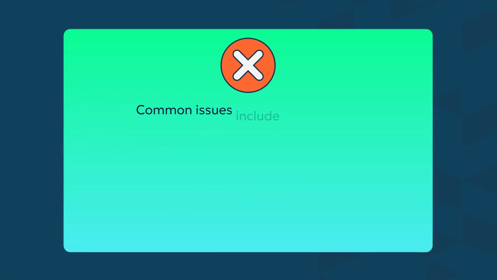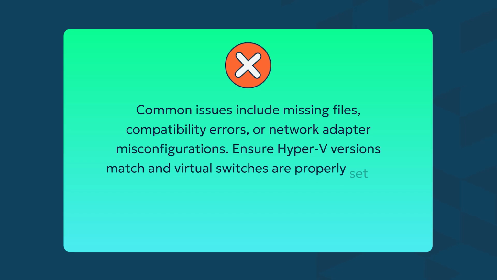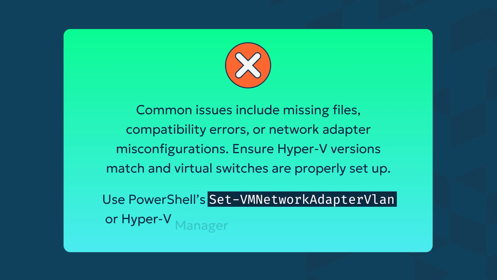Common issues may include missing files, compatibility errors, or network adapter problems. Always match Hyper-V versions between hosts and configure virtual switches correctly. Use PowerShell's Set-VMNetworkAdapterVlan or Hyper-V Manager to resolve network issues.